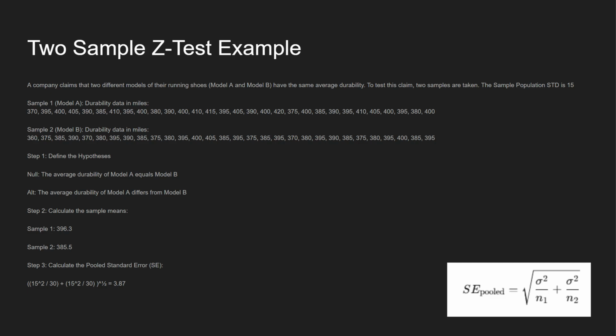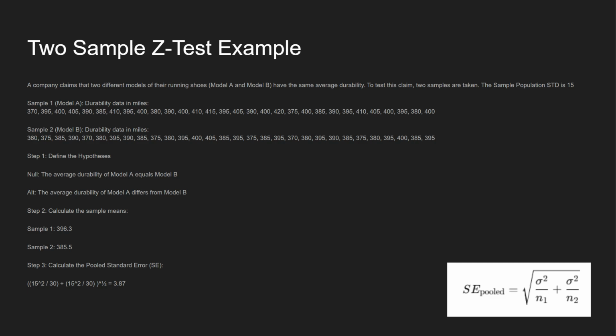So step 1 is define the hypothesis, right? Null, the average durability of model A equals model B. Alternative, the average durability of model A differs from model B. Now you want to find the sample means. In sample 1, it's 396.3. Sample 2, 385.5.